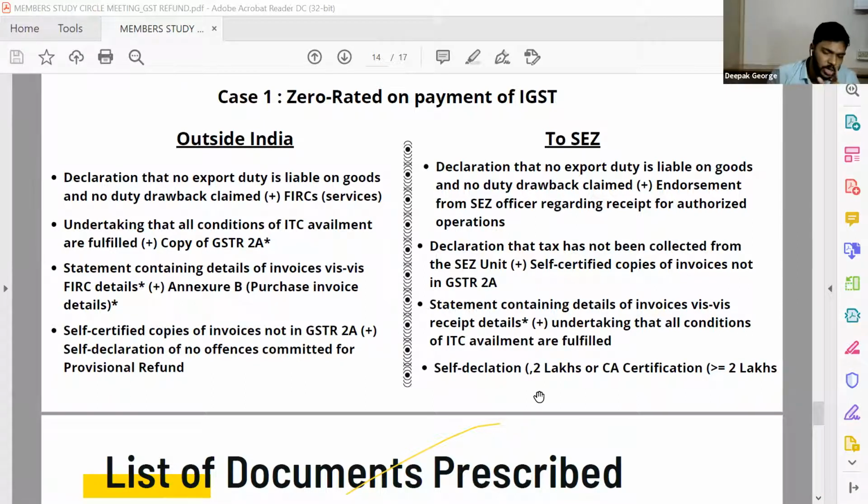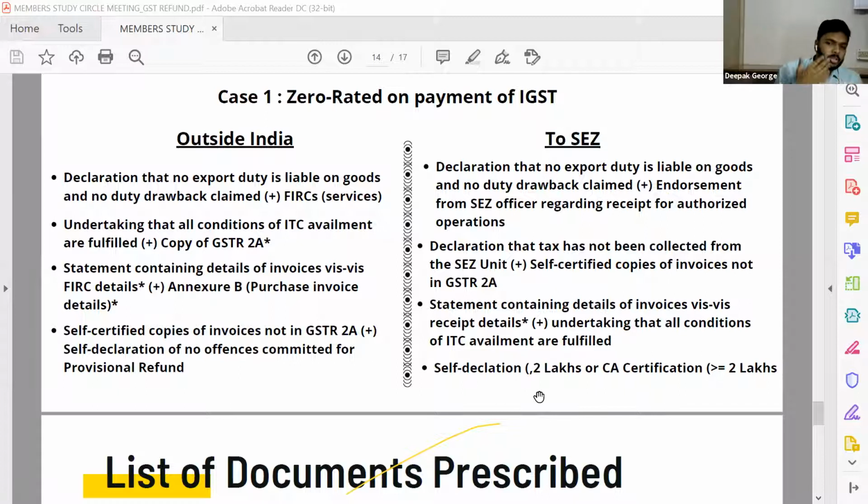a self-declaration if the refund amount is below 2 lakh rupees, or a CA certification if the refund amount is more than 2 lakhs. So you are claiming a refund of 10 lakhs and your supplies include supply to SEZ. You need to get a certificate signed off by a chartered accountant, for which chartered accountants have to generate a UDIN. If you go to the UDIN portal and to the drop-down box of certificates, one of the certificates you find would be this particular Rule 89, I guess, sub-rule 4 or 5, stating that supplies to SEZ need the certification, if the refund amount exceeds 2 lakh rupees.